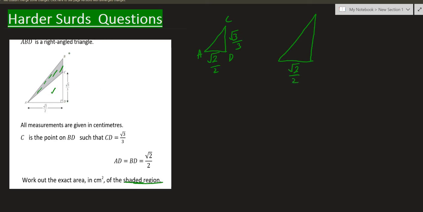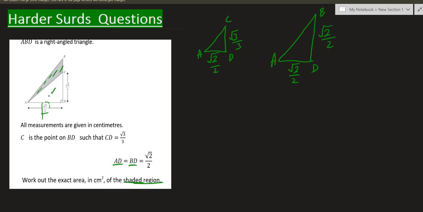To find BD, we have to read some information. C is the point on BD such that CD is equal to 3 root 3, and it says AD is equal to BD. So whatever AD is, BD is equal to it. AD we got as 2 root 2, so I'm going to write it down, A, D and B. It means BD is going to be 2 root 2 as well.